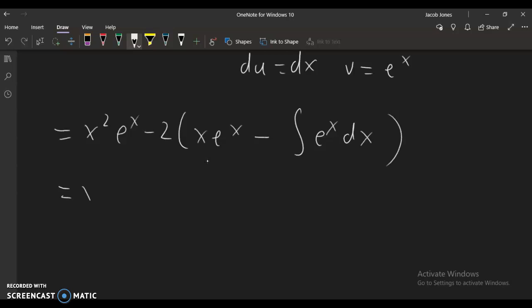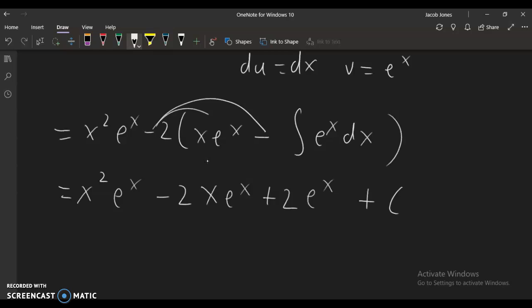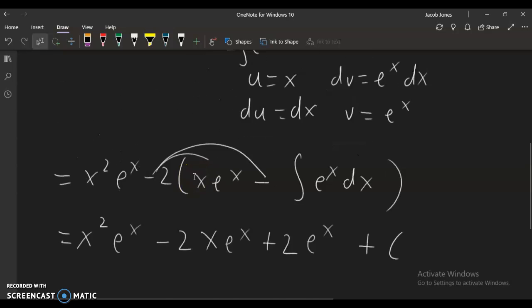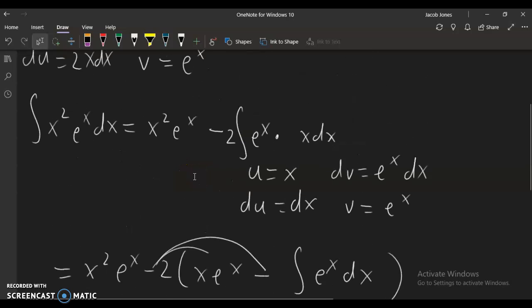So we can say this is equal to x squared e to the x. We can distribute this negative 2: minus 2x e to the x. And we distribute it again. It's a negative right there, so it's going to make it a positive: plus 2 times the integral of e to the x, which is just e to the x. You can't forget our constant of integration, because it's an indefinite integral. So this is our answer to the integral of x squared e to the x dx. We used integration by parts to get there.